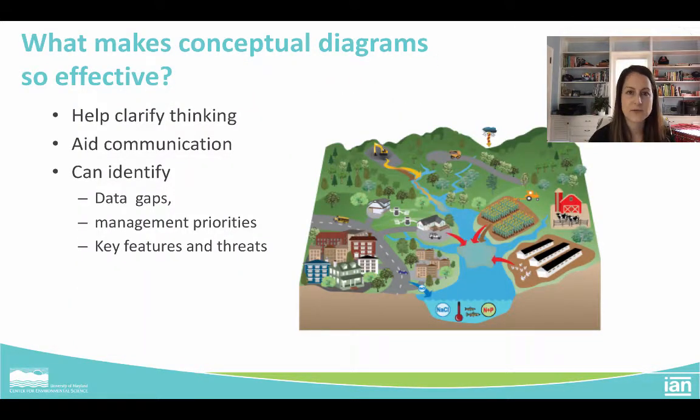So what makes conceptual diagrams so effective is that for both the audience and the person creating the conceptual diagram, they can be extremely useful tools. They help clarify thinking. As you're going through the process of creating a conceptual diagram, it'll really have you thinking about your research and the question that you're trying to answer and the different pieces going into that diagram. They aid in communication, so they provide visual, synthesized diagrams that also include context, and they can help identify data gaps, management priorities, and key features and threats within a system.